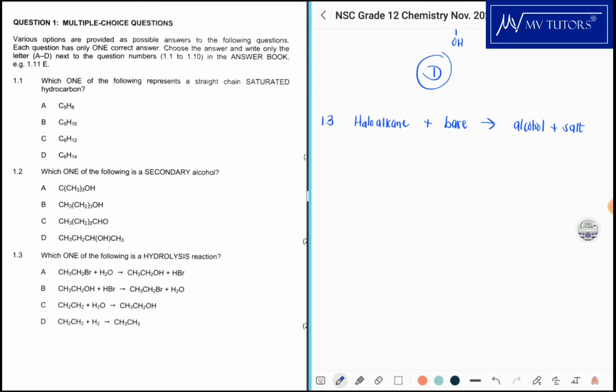B, I have an alcohol there, so no. It's more like a reverse reaction, so no. So B cannot be it.